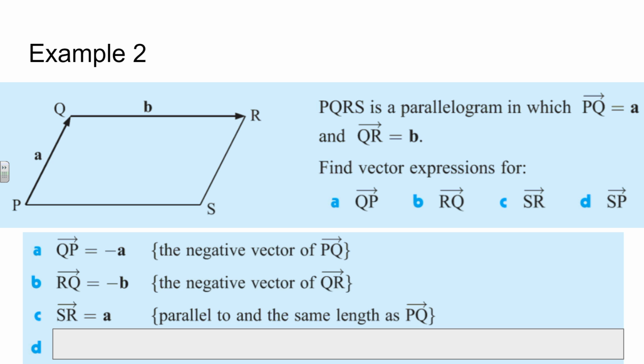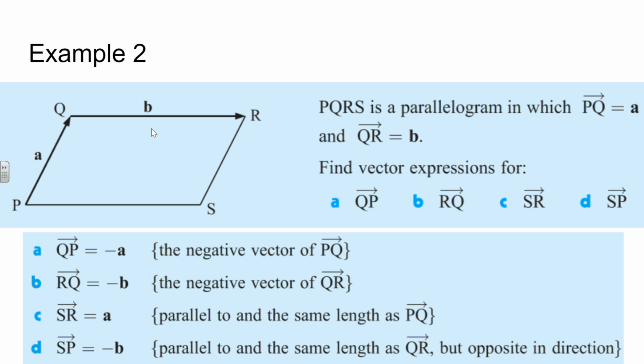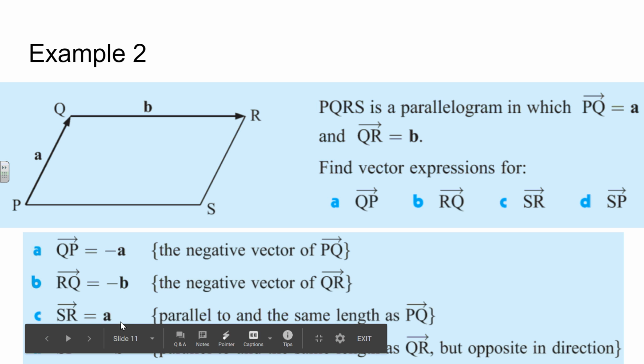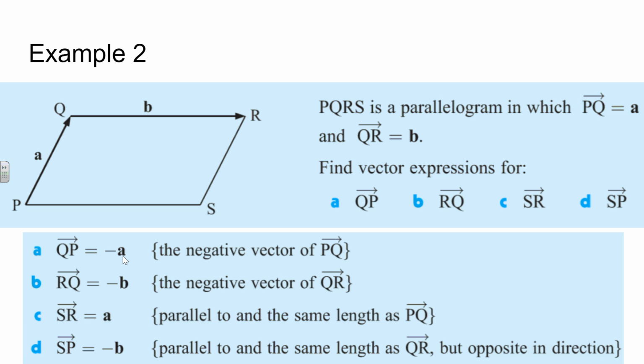And finally, SP. SP is very similar to vector B, but it's in the opposite direction, so that'll be negative B. And again, I want to point out that as you're taking these notes, you see it as negative and then a bolded A in the textbook. You can't really show bolded in your notes, so you do negative A with the arrow on top of it to show that it is, in fact, a vector.